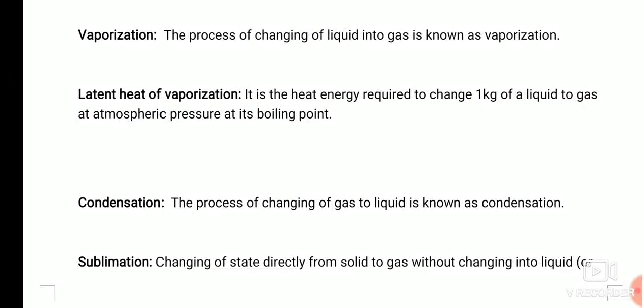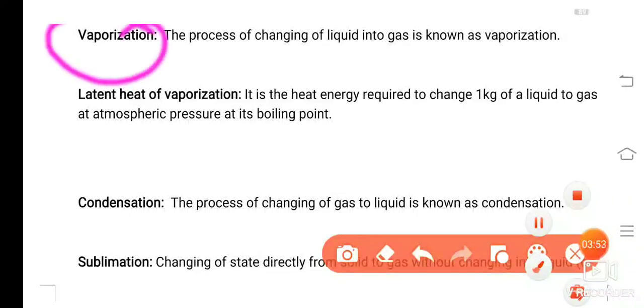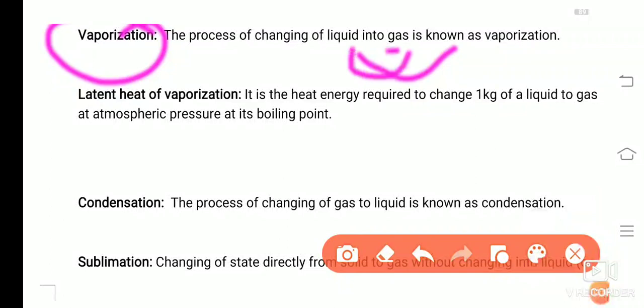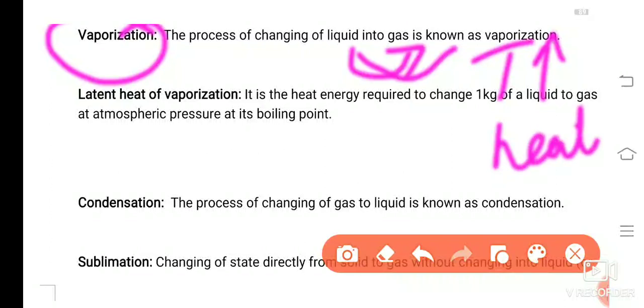Now next is vaporization. Vaporization means changing liquid into gas. The next topic is latent heat of vaporization. When liquid changes into gas, you need to increase the temperature, right? That means you need to give heat. Whatever amount of heat is given to change 1 kg of liquid into gas at atmospheric pressure and at its boiling point is called latent heat of vaporization.